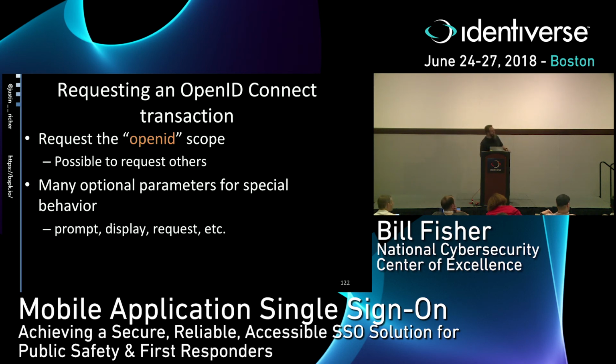I already ranted about this. Always use the tuple of issuer and subject. Never use their preferred username, email address, or the subject alone. And this is what OpenID Connect looks like on the wire. It's doing OAuth with a couple of extra pieces.